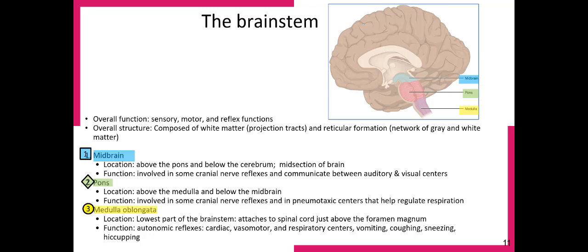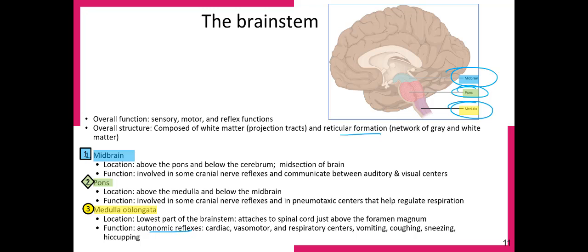Next part of the brain is the brainstem. So it's down the bottom, and you can see over here it's composed of white matter projection tracts and the reticular formation, which is a network of gray and white matter. As it states over here, the brainstem is divided into three different parts: the midbrain, which is the most superior, the pons in the middle, and then the medulla is the most inferior, or the lowest part of the brain. The medulla is the one that is involved in autonomic reflexes.